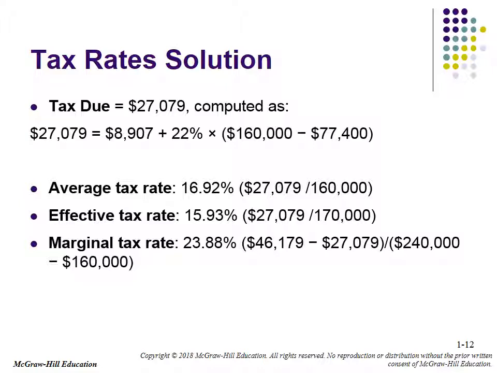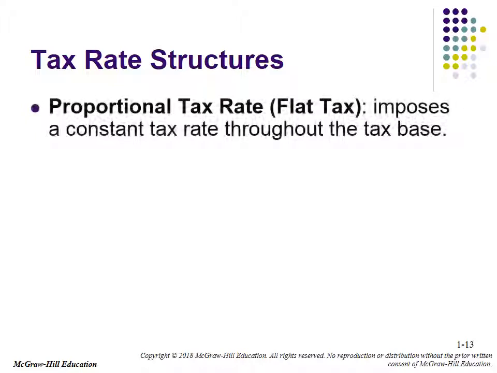Make sure you understand them. Tax structures. We have proportional tax rates, a flat tax. It imposes a constant tax rate throughout the tax base. Sales tax is a proportional tax rate. Some states have proportional tax rates. Pennsylvania does. It's like 3.1%. No matter how much money you make, it's taxed at 3.1%.